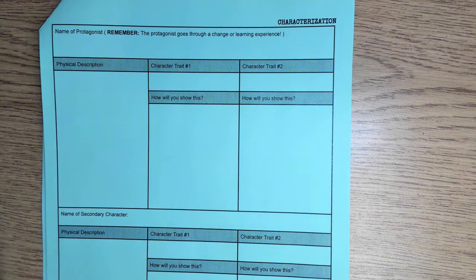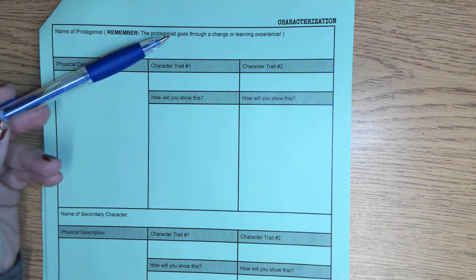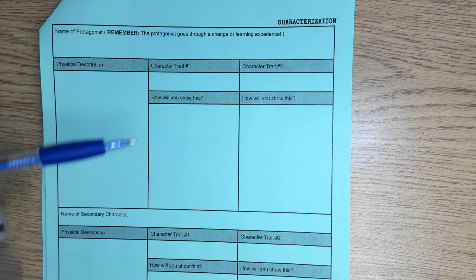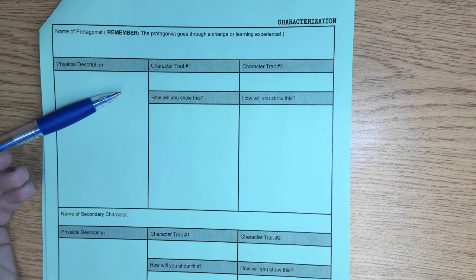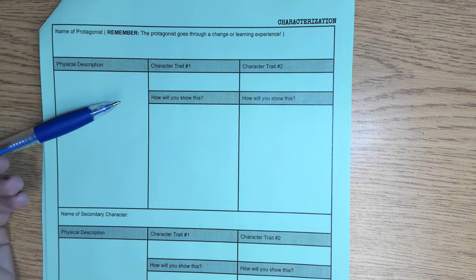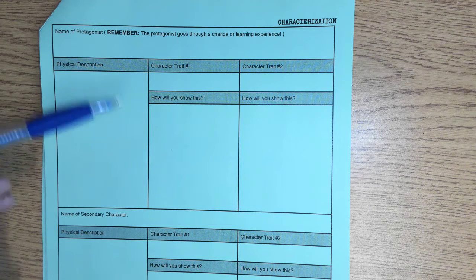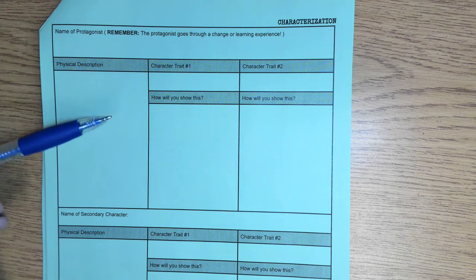Next is characterization. You will be responsible for doing characterization in your story. Right here we have the name of the protagonist. Remember, the protagonist goes through a change or learning experience. This is the main character. Then you're going to want to provide a physical description of the character. You can choose to either write this physical description in words, or you may draw a picture, but it must be a detailed picture. You can't just write a stick person and say, oh, that's my main character, because that is not a description.